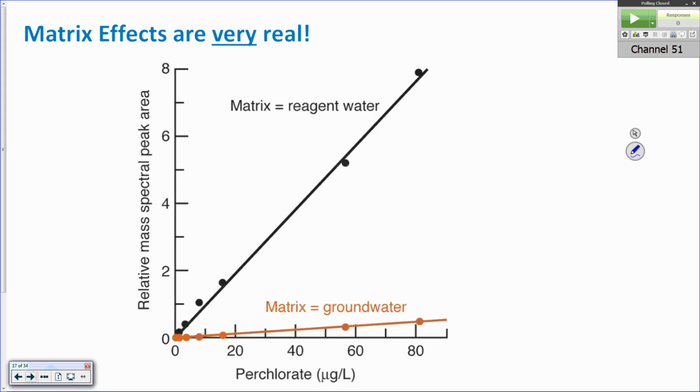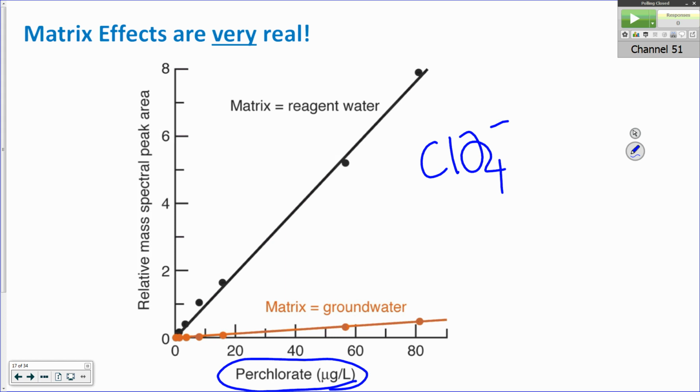I talked about this in the video. Matrix effects are very, very real. This is perchlorate analysis. What is the unit of that? If it's aqueous, what's a microgram per liter? Microgram per liter is parts per billion, right? It's not parts per million. So it's parts per billion. This is perchlorate, so remember your polyatomic ions. That's perchlorate.